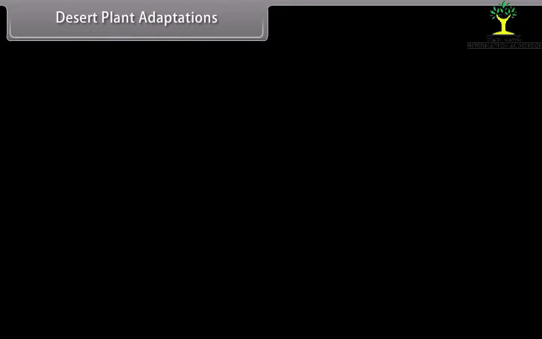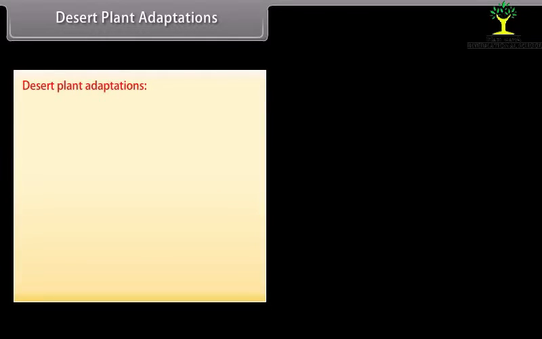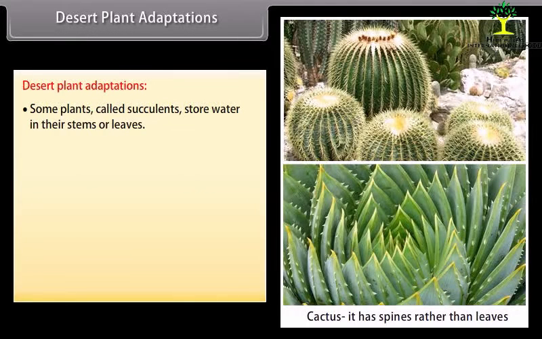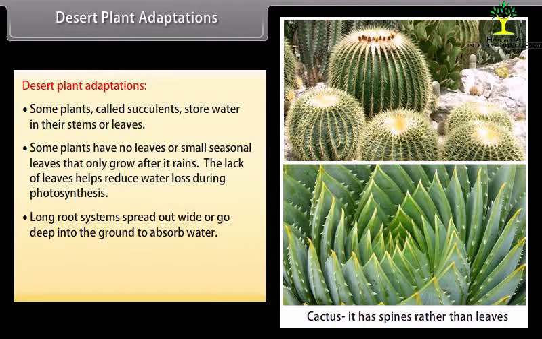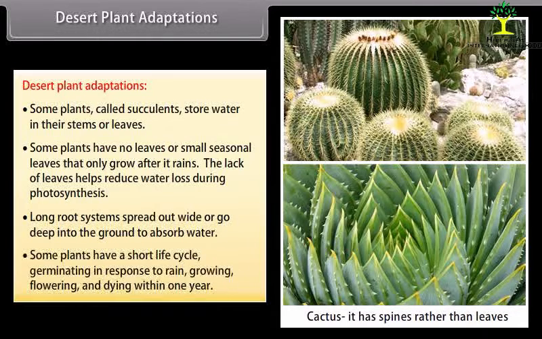Desert plant adaptations. Some plants called succulents store water in their stems or leaves. Some plants have no leaves or small seasonal leaves that only grow after it rains. The lack of leaves helps reduce water loss during photosynthesis. Long root systems spread out wide or go deep into the ground to absorb water. Some plants have a short life cycle, germinating in response to rain, growing, flowering, and dying within 1 year.